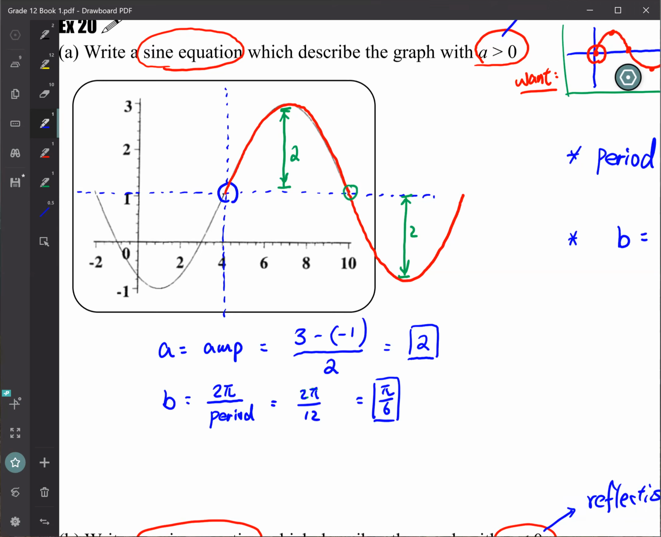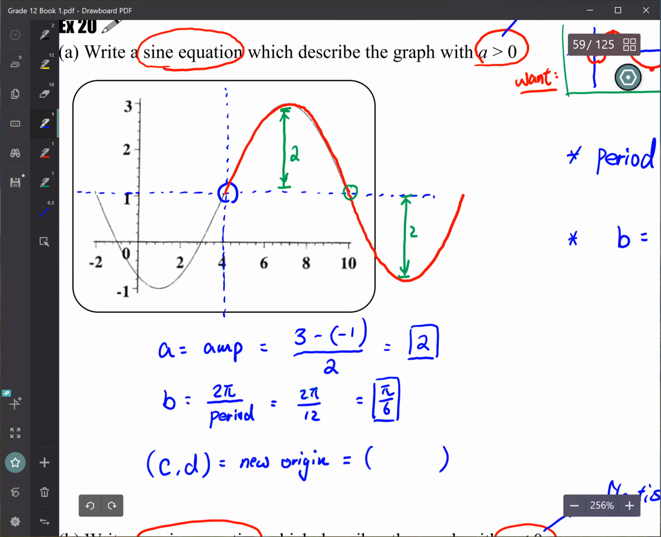Finally, the easiest part is the C and D. Remember, C and D is the new origin, right? So you see that's why it's important. You need to find where the new origin is. So it's a coordinate, right, which you already circled. So where is it, Kelly? C is 4 and D is 1. Yeah, that's it, and we're done.